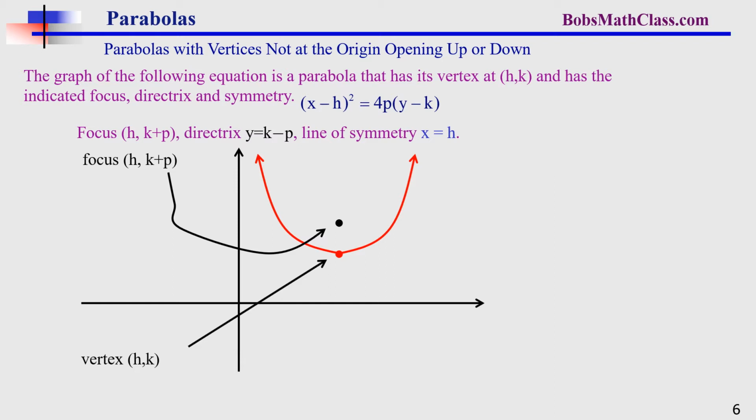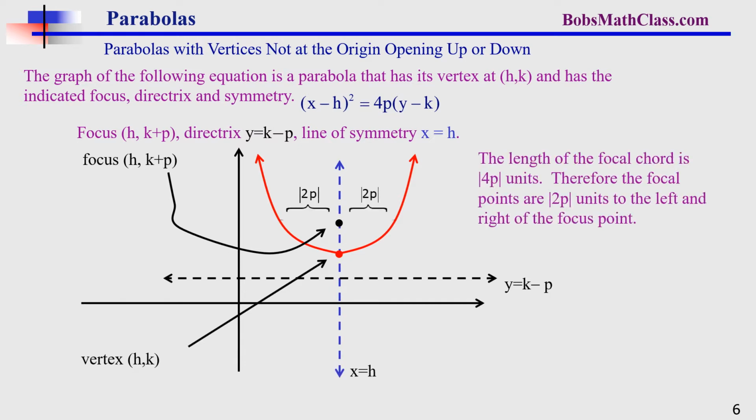The directrix is the opposite distance outside of the parabola, so there's the picture of our directrix. And then our endpoints would be 2p to the left and 2p to the right from our focus.